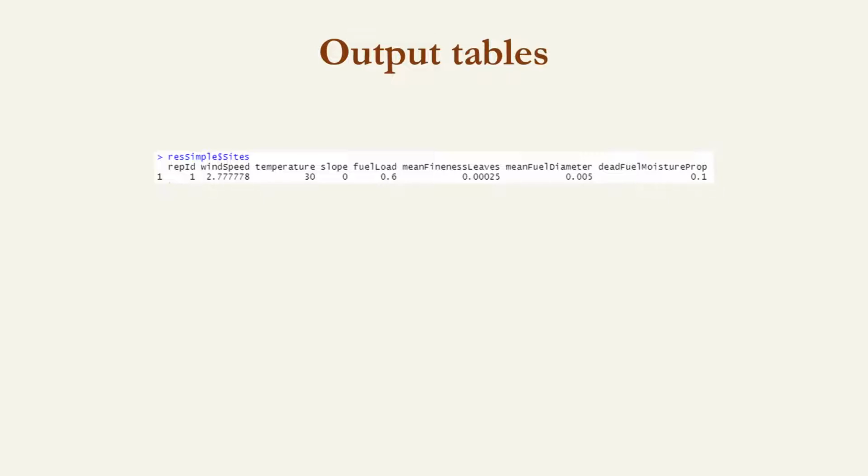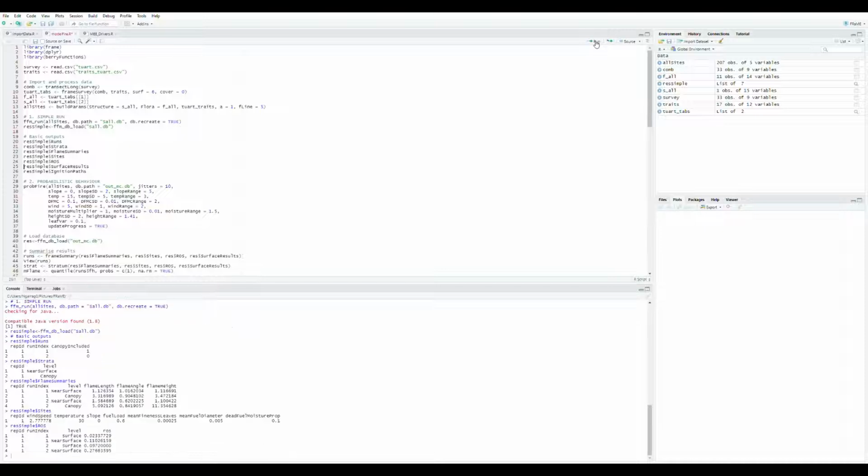There's a value there for the mean fineness of leaves. Now, I suggest not fiddling with this. This was based on an old equation from MacArthur, so at the moment I just leave it at its default value rather than using an unreliable model. Mean fuel diameter is the diameter of leaf litter, the average diameter, which is 5 millimeters. Dead fuel moisture of 0.1 here indicates 10% dead fuel moisture.